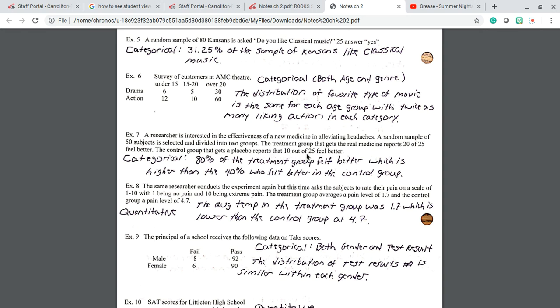Reports 10 out of 25 feel better. So again, at its heart, you're asking each person a question: do you feel better? And the answer to that question is yes or no. That makes it categorical. And there's my nice little sentence in context describing it.